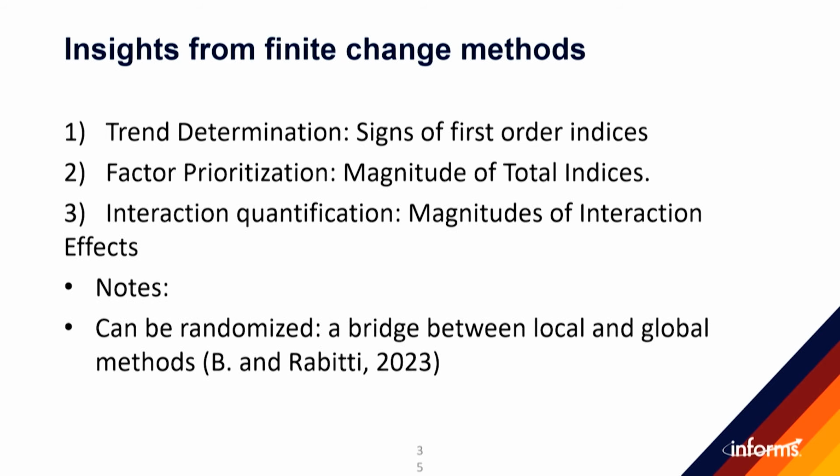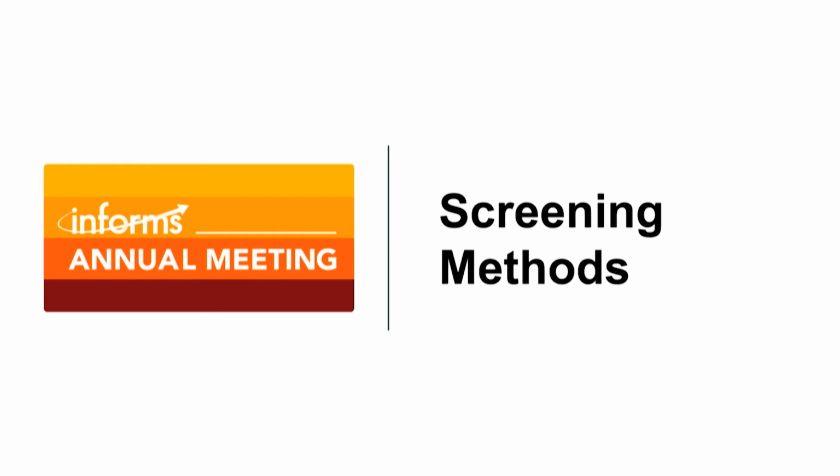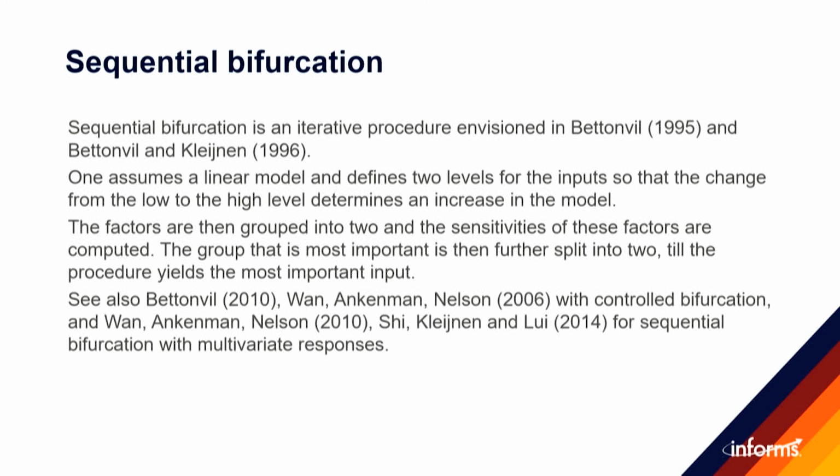So the idea then, there is a set of really nice works that say, well, okay, now you have done it between x0 and x plus. Can you sample 20 points and repeat the operation for the 20 points? Of course, that's a nice idea. It's a bridge between a local and a global approach, which is called in the literature screening methods. I don't know if you have heard about screening methods in your investigations. In OR, we have 2 main screening methods that have been studied intensively. The first is the sequential bifurcation envisioned by Bettonville, I think it was in 1995.